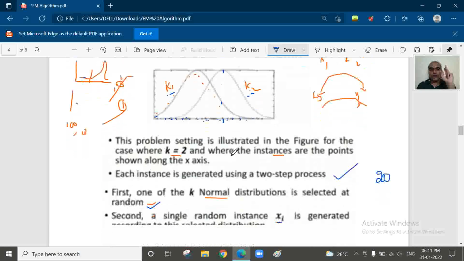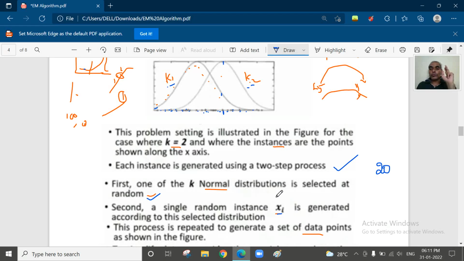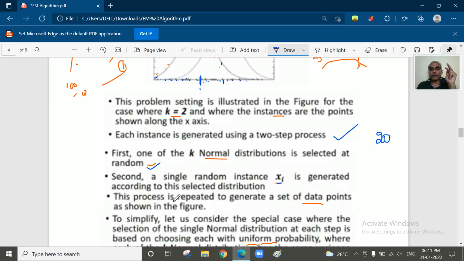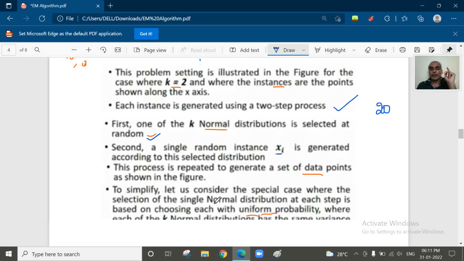So generally, in the first step, you select any one distribution randomly. Say, for example, you take the k2 distribution. In this k2 distribution, you generate one data point. Out of the 20, now one you have generated. For the second one you are going to make a guess, you might take the k1 distribution. Like this, we keep on doing. This process is repeated to generate a set of data points as shown in the diagram.